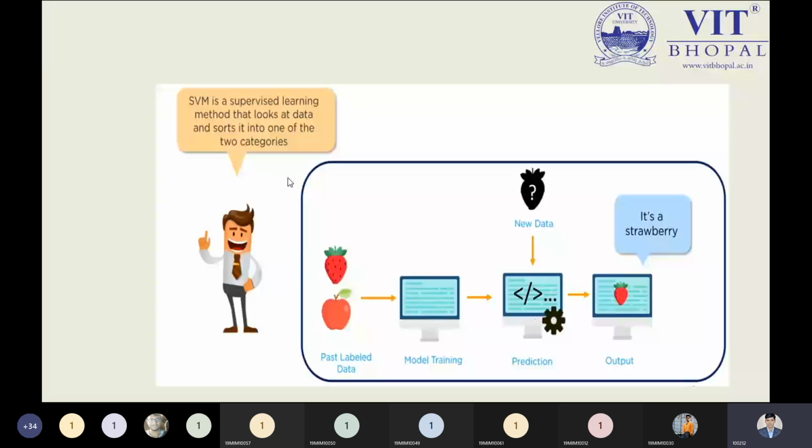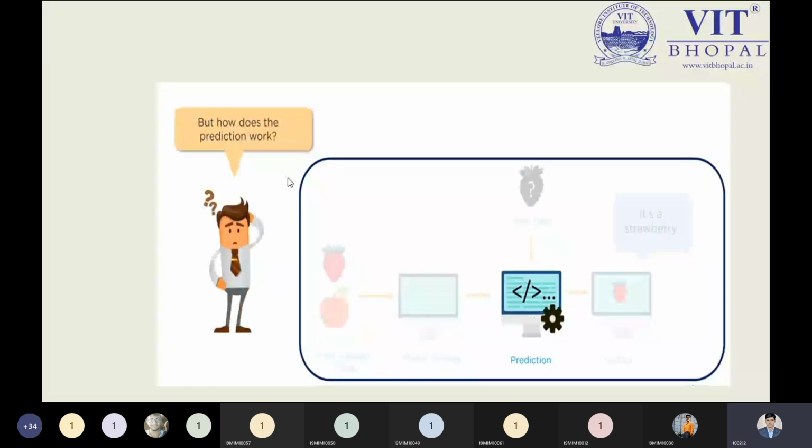After understanding this point, again we have a question: how does the prediction work? That is the question we have in our mind. So how does the prediction work? That is still a question behind our mind. Let us understand this concept with an example, then you can understand.